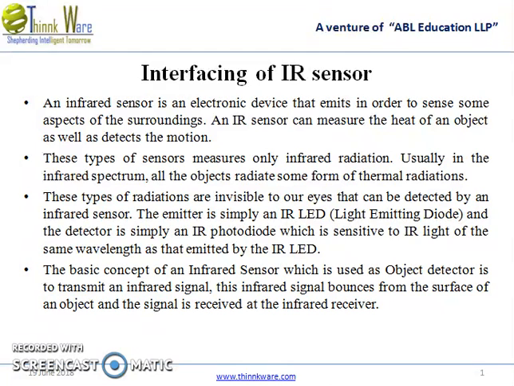The emitter is simply an IR LED and the detector is simply an IR photodiode, which is sensitive to IR light of the same wavelength as that emitted by the IR LED. The basic concept of an infrared sensor, which is used as an object detector, is to transmit an infrared signal. This infrared signal bounces from the surface of the object and the signal is received at the infrared receiver.